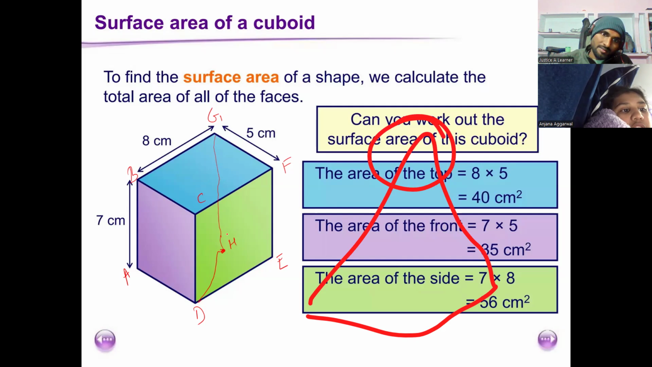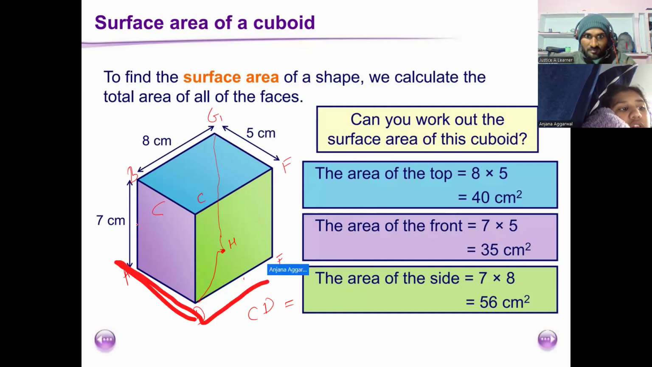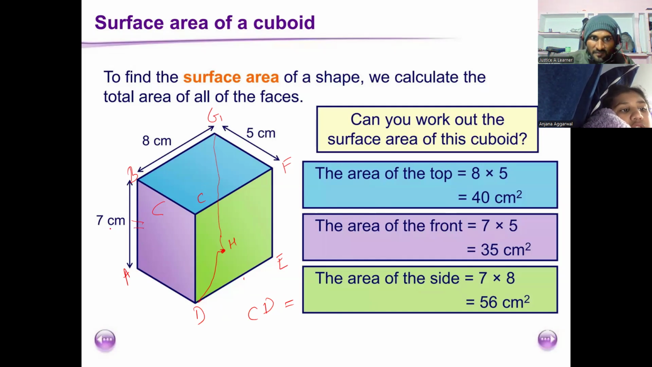So can you tell me what would CD be equal to? What is the measurement of CD? How do I find that out? Because this is 7 centimeters. Won't it be 7 centimeters? Oh yeah, right. So this is 7 centimeters. That means C and F are 8 centimeters.